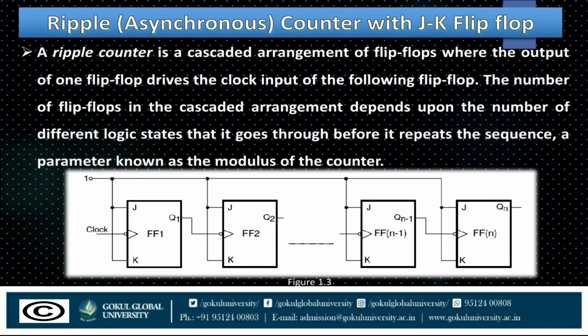Next, ripple counter with JK flip-flop. A ripple counter is a cascaded arrangement of flip-flops where the output of one flip-flop drives the clock pulse of the following flip-flop. The number of flip-flops in the cascading arrangement depends upon the number of different logic states that it goes through before it repeats the sequence, a parameter known as the modulus of the counter.